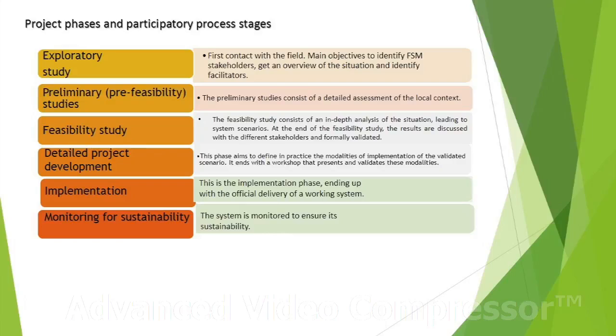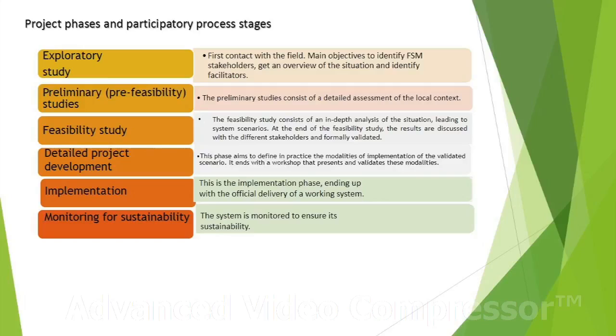Project phases and participatory process stages. Within different phases, like exploratory studies, first contact with the field, the main objective is to identify FSM stakeholders, get an overview of the situation and identify facilitators.